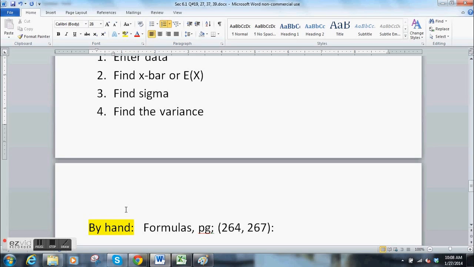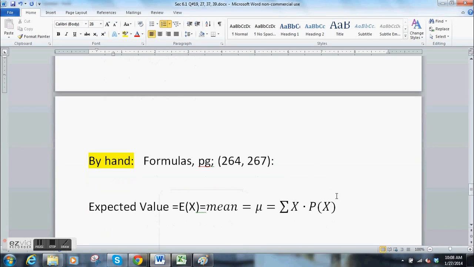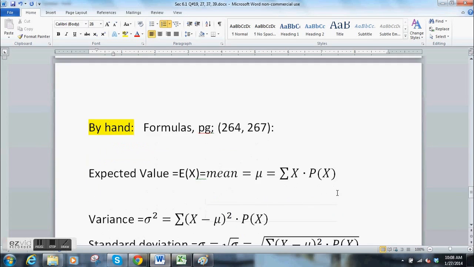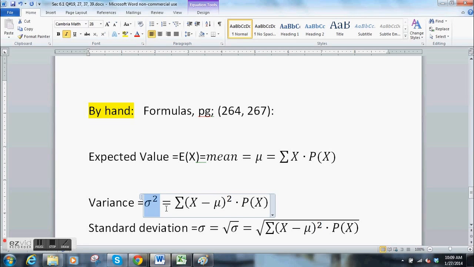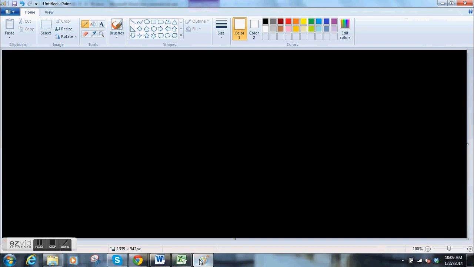So, by hand, here are the formulas. Expected value of x equals the sum of x times probability of x. We just did that. The variance, if you're doing it by hand, you find the variance next. The variance is sigma squared. That's the little symbol for the variance. It's the sum of x minus the mean squared times the probability of x. Okay, this is the part that's going to get tedious, but I can do it, and so can you. So the variance, sigma squared, is the sum of all the x minus the mean squared times the probability of x.